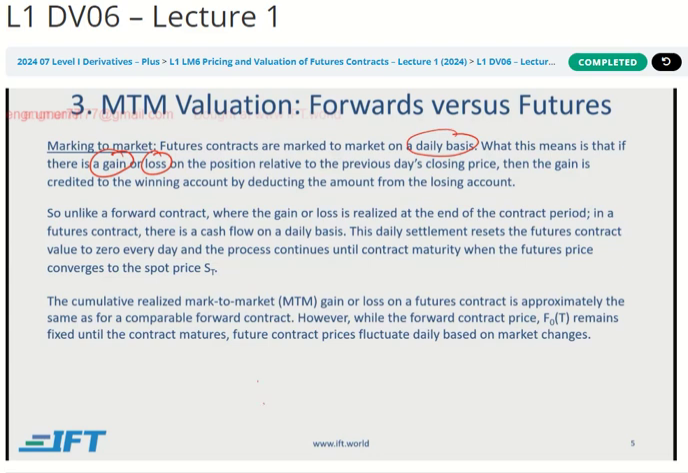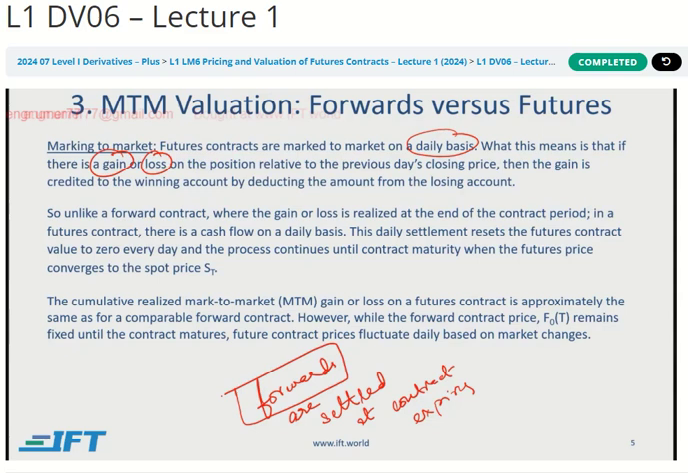So with forwards, what we had was forwards are settled at the end of the contract, at contract expiry, right? But here we don't have that, because futures usually, they don't want counterparty risk, they don't trust each other. Forwards are usually over the counter, done between big financial institutions. They trust each other, they wait till the contract expiry and then they settle the contract.